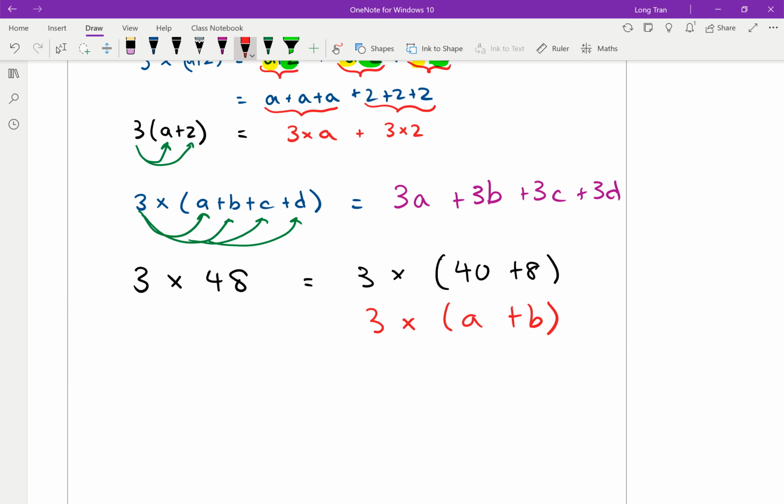So another way of solving this is, since you know the rule is 3 times a and 3 groups of b, you can think of it as 3 groups of 40, which I know. 3 times 40, what's that? 120. So I already know in my head, all right, 120, and then 3 groups of 8. What's 3 groups of 8? 24. So 120 plus 24, what does that give you?